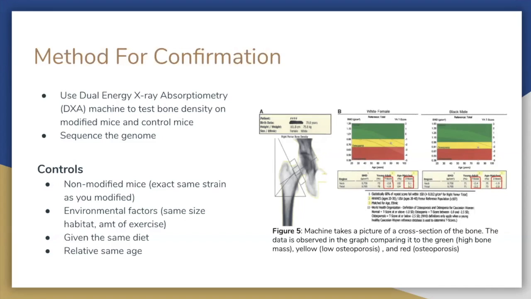The controls that we will have during this experiment are going to be using non-modified mice, as they are the exact same strain as the one we'd modified before. The environmental factors will stay the same, as we will have the same size habitat for each group, and the amount of exercise will be consistent. They will also both be given the same diet, and we will test mice relatively around the same age.